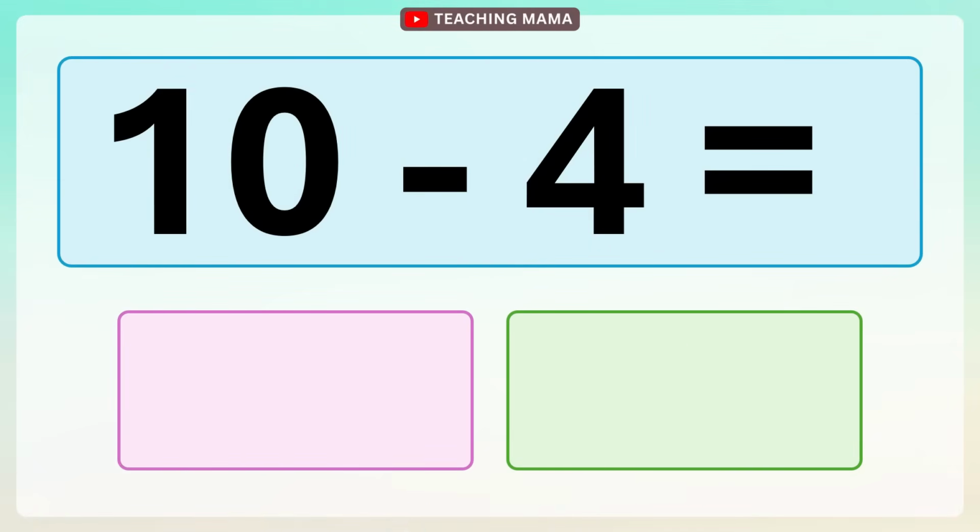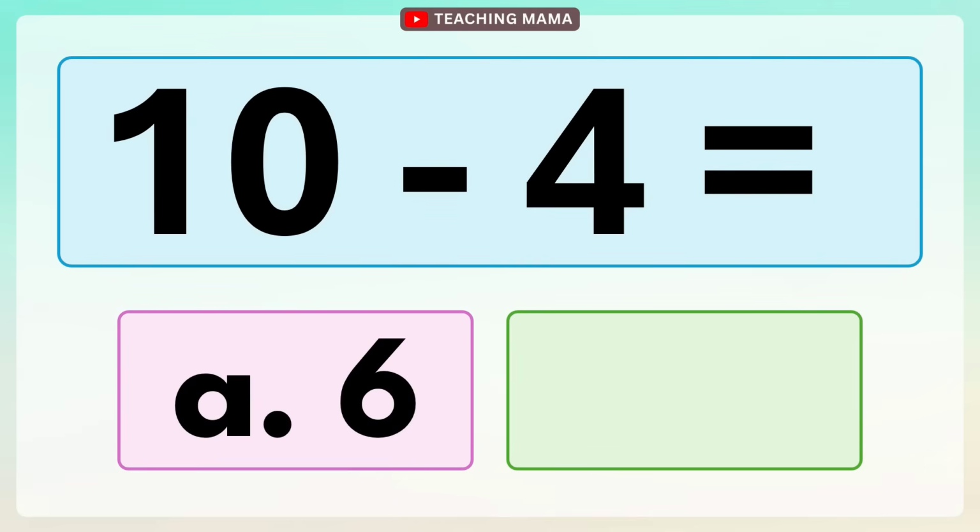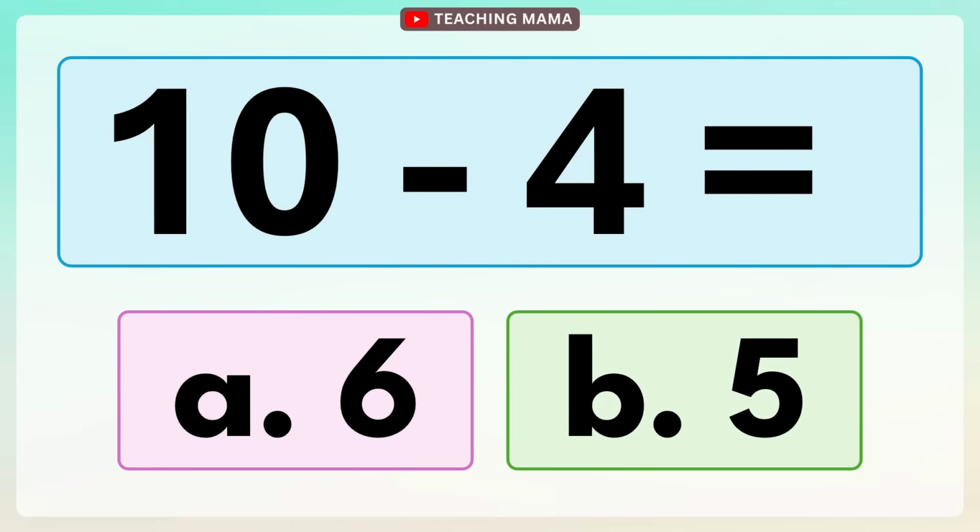10 minus 4 equals A. 6. B. 5. What is the answer? A. 6.